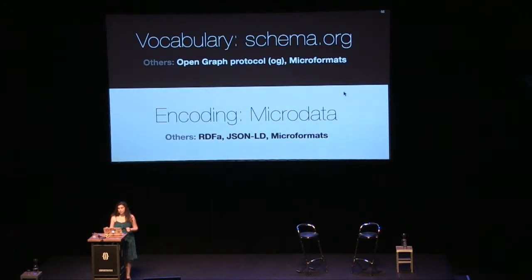So there are two components: the vocabulary, the names of the properties and all that, and the encoding, which is how you specify these names. How do you specify what everything is? In that case, it was microdata, but there are many others. There's RDFa, there's JSON-LD. Note that I've mentioned microformats in both, because microformats tries to do both.